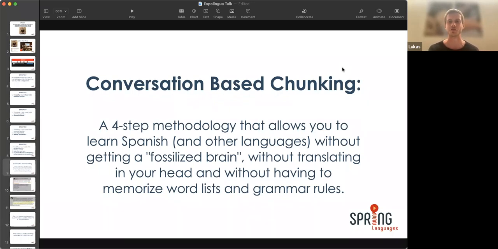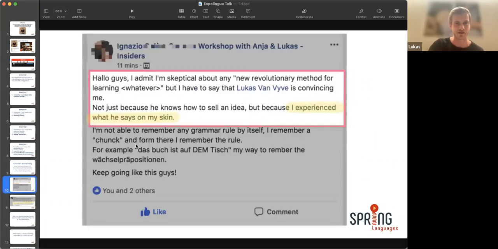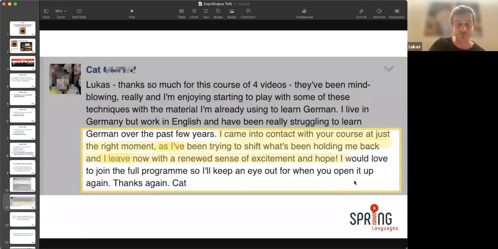This is something that I've heard from a lot of people. Once they see what we talk about here, it's almost like a mindset shift, like the missing link in their language studies, or an aha moment. Like Ignacio, for example, who said, yeah, well, I'm always skeptical about any new revolutionary method for language learning or whatever. But I have to say that Lucas is convincing me, which I was happy about, of course. Thanks, Ignacio. But he says it's because I experienced what he says on my skin, right? So he really experienced this already before we even talked about conversation-based chunking. He knew it was true, or it worked for him, because he was already doing it. And there's also Kat here who says, I live in Germany, but I work in English. I've been really struggling to learn German over the past few years. So she was learning German. She did a workshop about chunking.